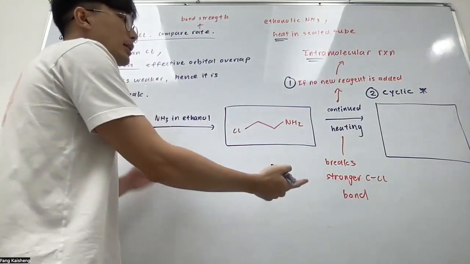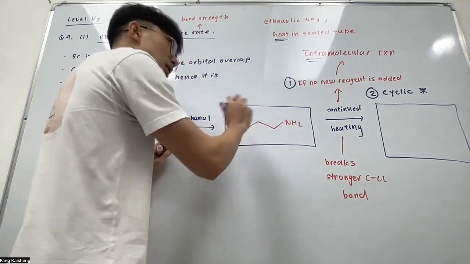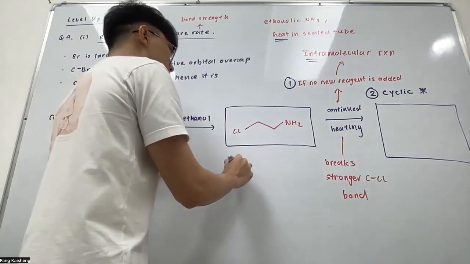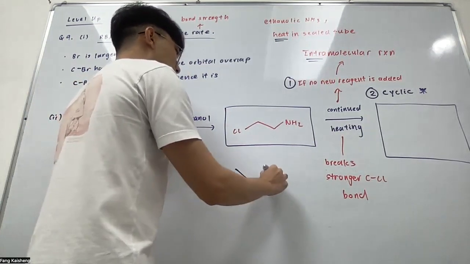First of all, now let's look at the answer. You break the C-Cl bond. Let's just assume the C-Cl bond breaks. Then what's going to happen? The carbon here has now what?